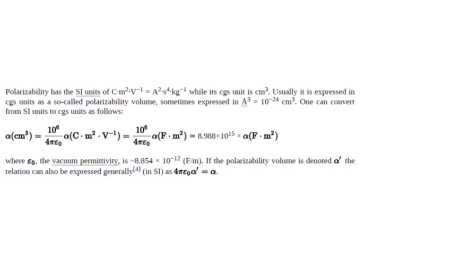Epsilon 0 is called vacuum permittivity. The value of this permittivity is 8.854 × 10 to the power minus 12 F/m. If the polarizable volume is denoted by alpha prime, the relation can also be expressed in SI as 4 pi epsilon 0 alpha prime is equal to alpha.